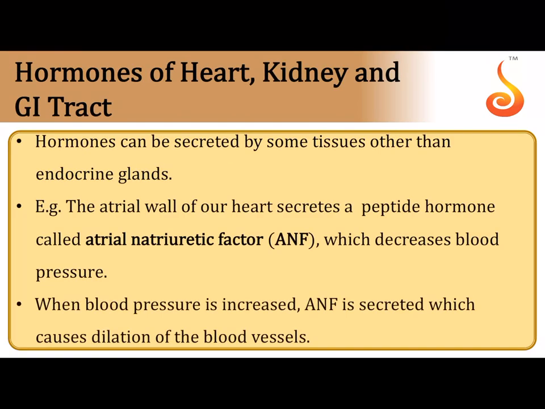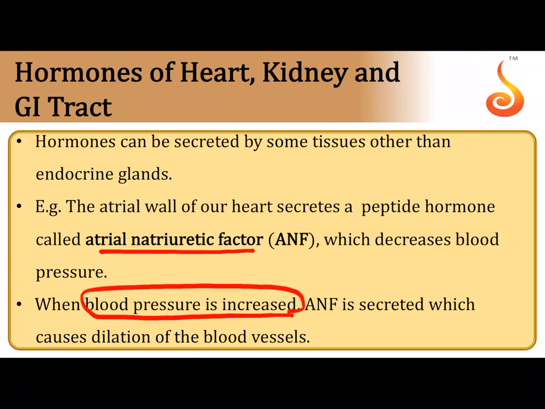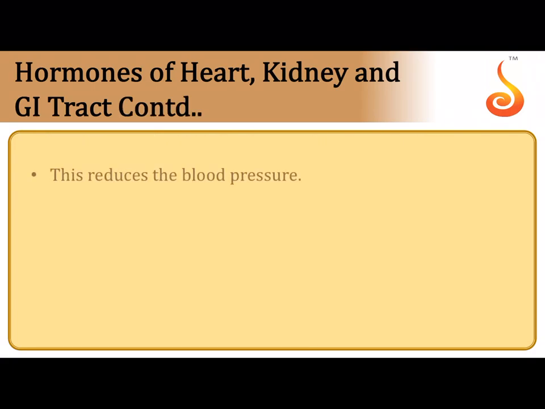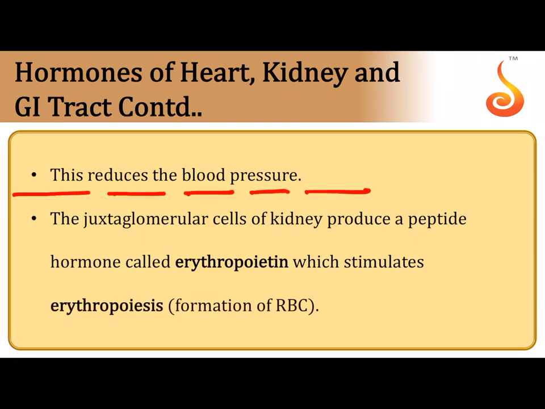Then we had seen that the heart and kidney and GI tract release a lot of hormones. The hormone of your heart is called atrial natriuretic factor. It is released whenever your blood pressure is high, so that to counteract the high blood pressure, the wall of your heart releases the atrial natriuretic factor. It reduces the blood pressure. It also stimulates the juxtaglomerular. So yeah, this is about ANF. ANF is done over here.